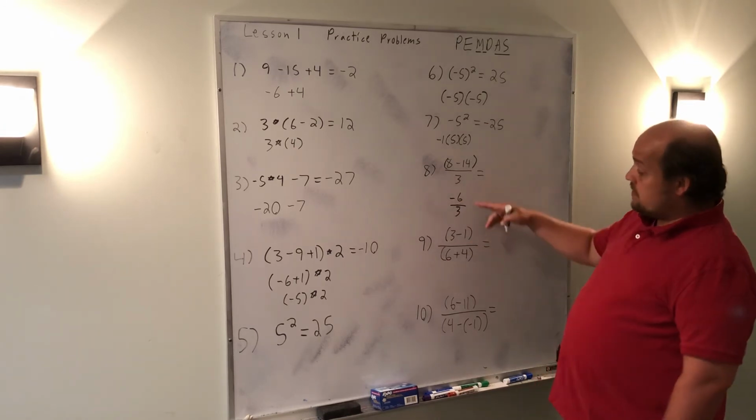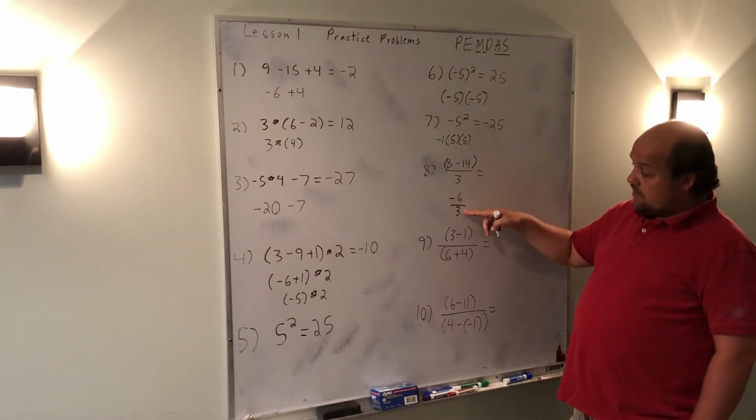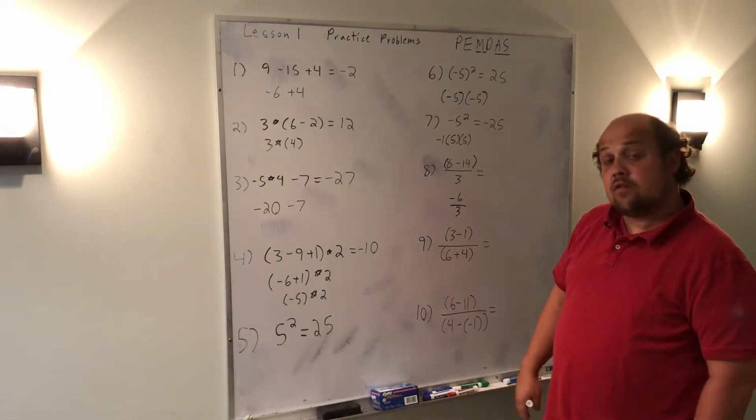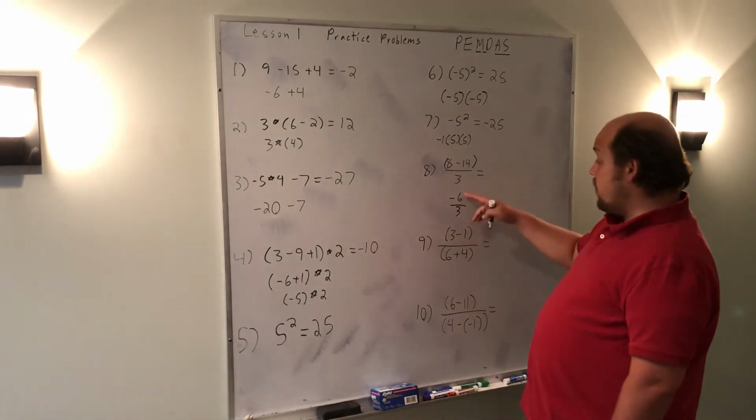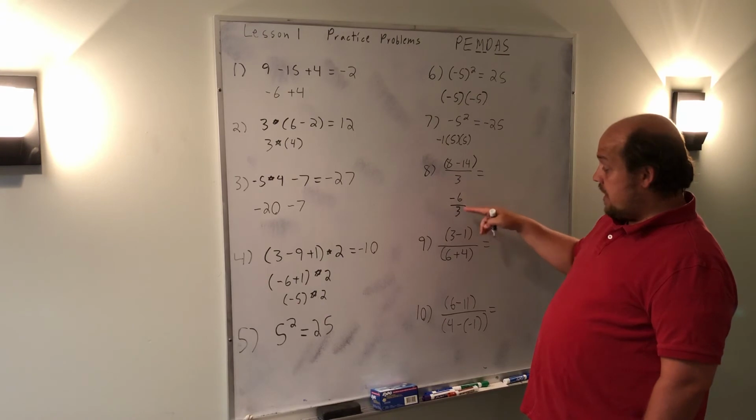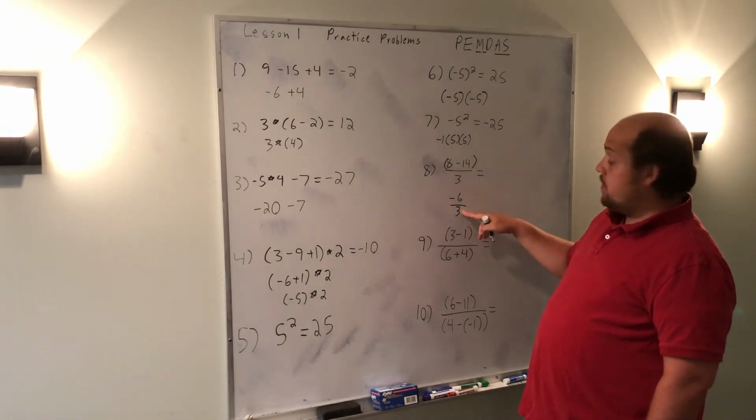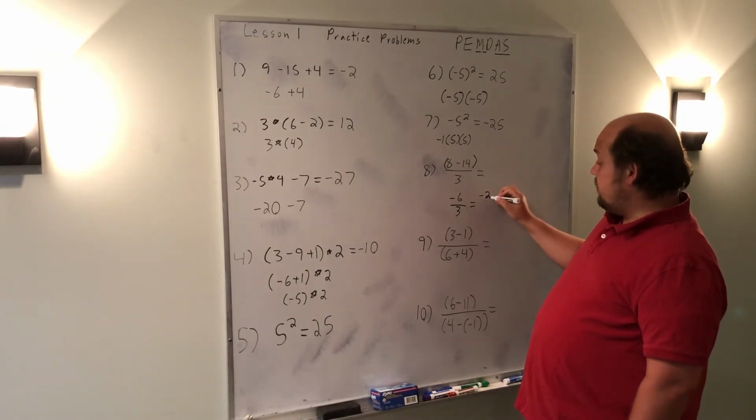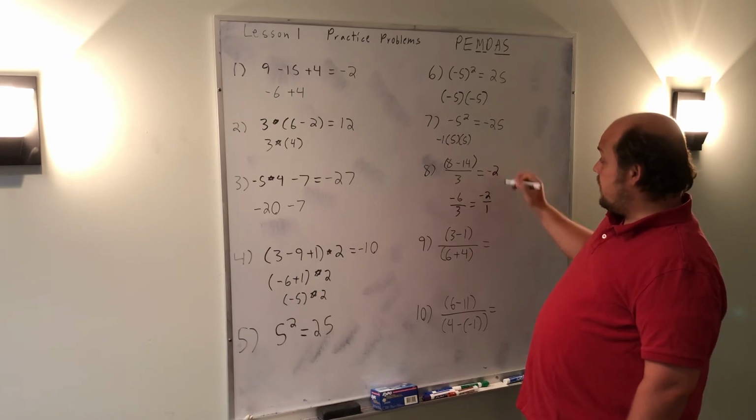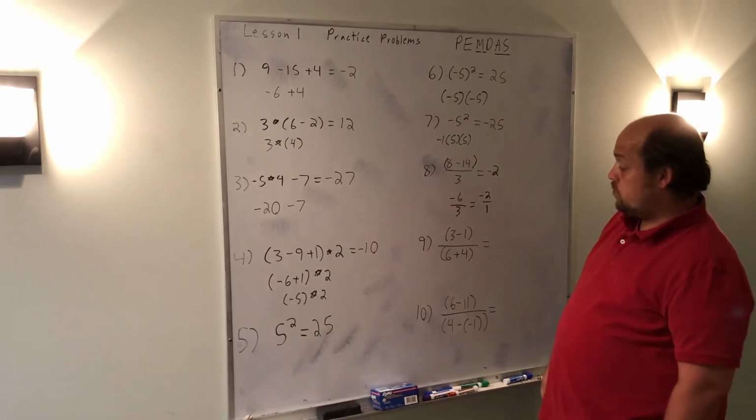When I then say, is there anything that goes evenly into both negative 6 and 3? There is. 3 goes in evenly. 3 goes in negative 2 times on top, 1 time on bottom. So this equals negative 2 over 1, or is the final answer just negative 2?